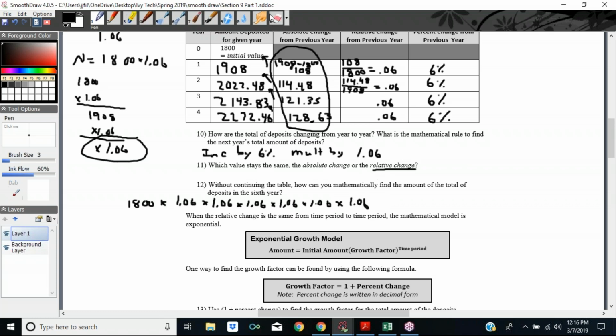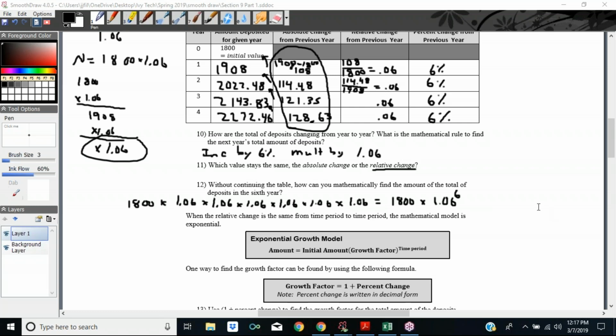Whoa, so a better way to write that is what Caitlin noted for us. Let's see. So it's 1800, the starting amount, times 1.06, and an exponent tells us how many times to multiply something by itself. So in this case, we're multiplying the 1.06 by itself 6 times, and so we can use the exponent of 6.